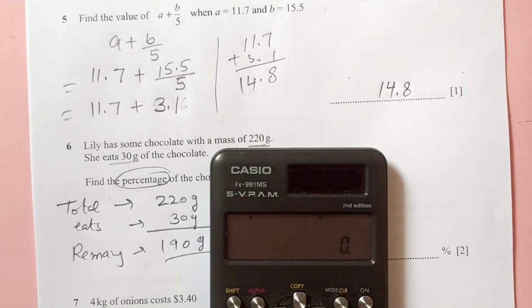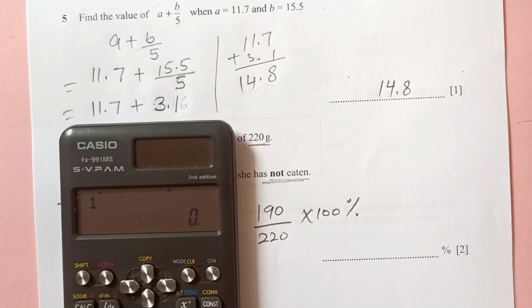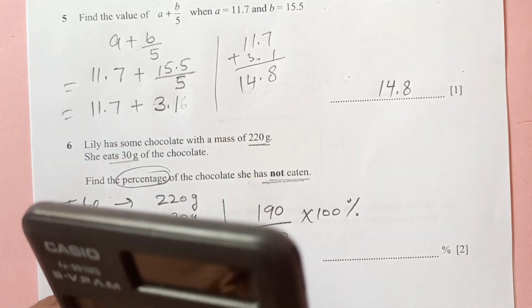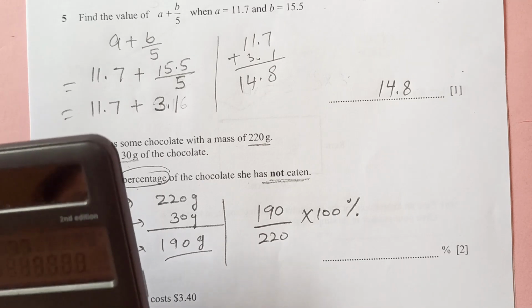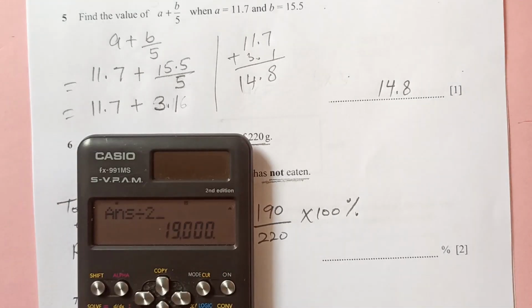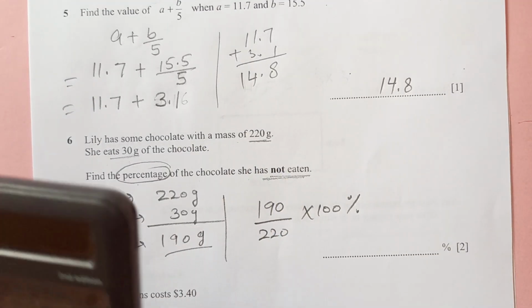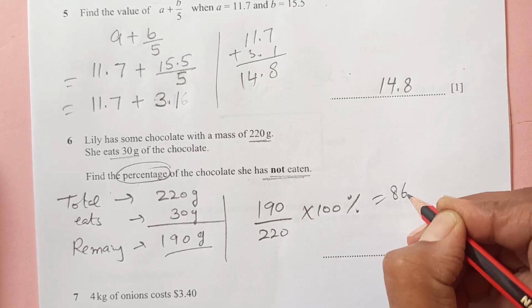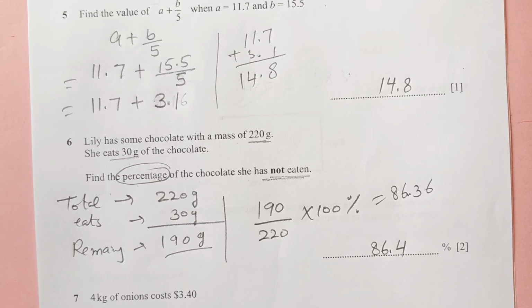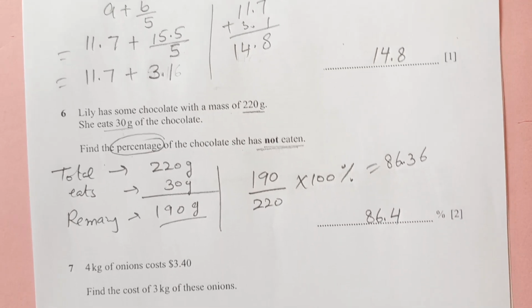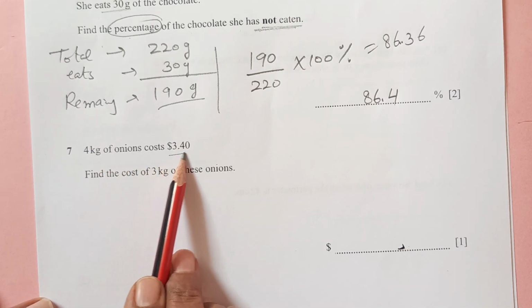So let's see, 190 times 100 divided by 220. This is 86.36. So we can write it down as 86.4%, right?